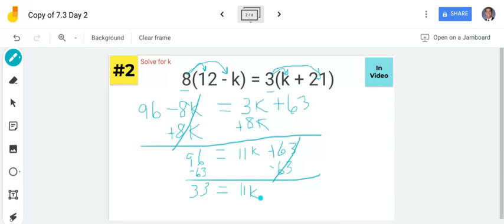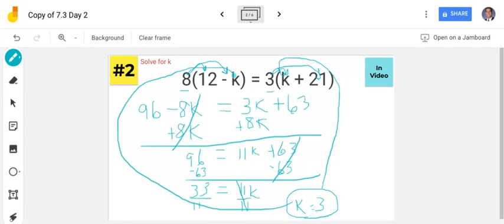Fifth and final step, solve for k. Divide both sides by the number in front of k, which is 11. So I divide both sides by 11, and k is equal to 33 divided by 11, which is 3. So k is equal to 3. Remember, I can always check my answer by plugging it back into the original equation and seeing if the left side equals the right side.